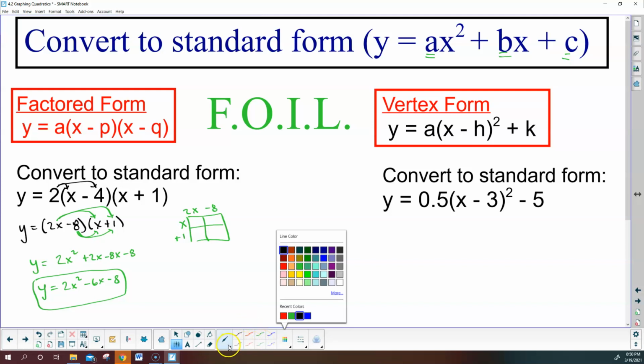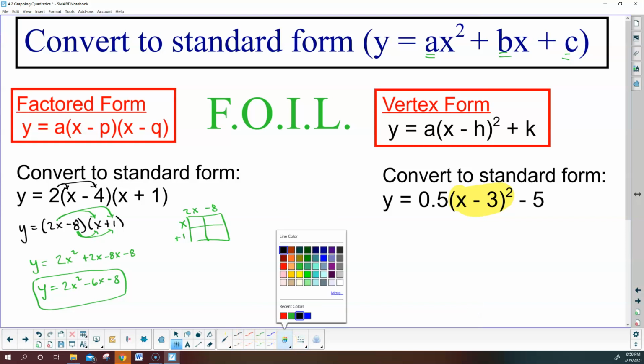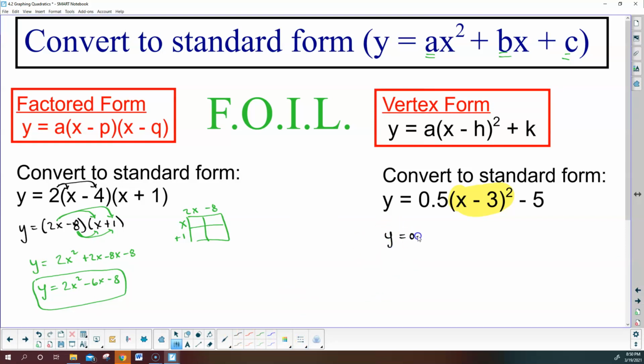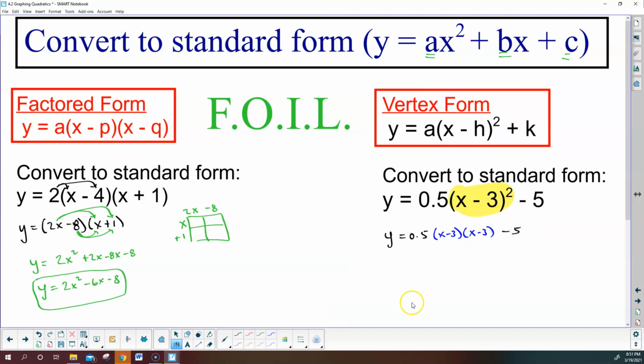Well, the important part in vertex form is understanding what this means. What does it mean to have x minus 3 squared? Think about what squared means. Anytime you square something, you are multiplying it by itself. So I'm going to rethink x minus 3 squared and rewrite the meaning of squared. I'll take x minus 3 times itself.